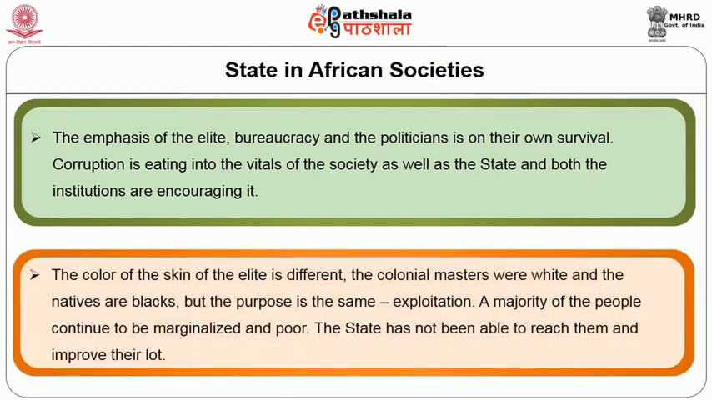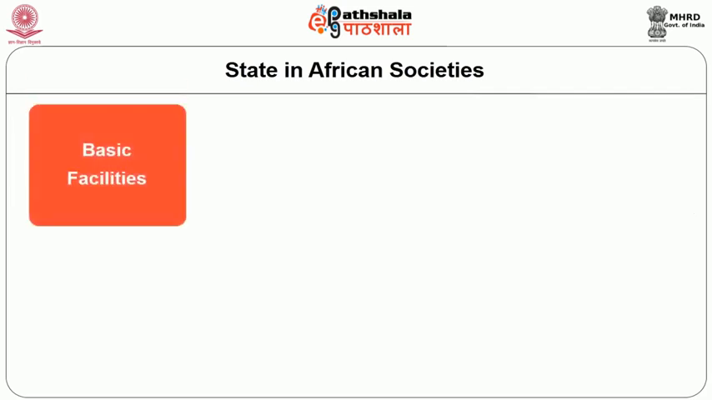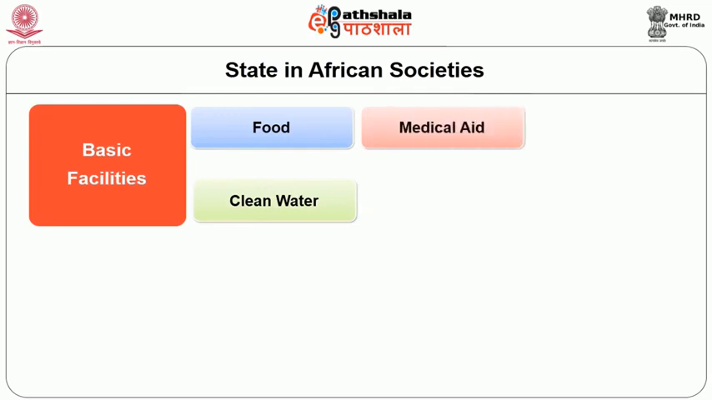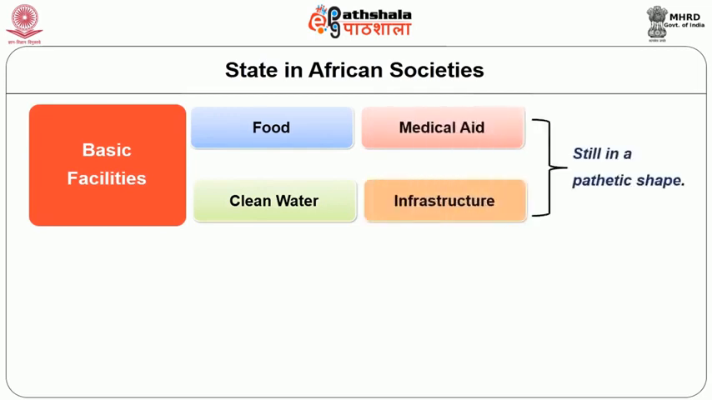The color of the skin of the elite is different. The colonial masters were white and the natives are black, but the purpose is the same: exploitation. A majority of people continue to be marginalized and poor. The state has not been able to reach them and improve their lot. The basic facilities like food, clean water, medical aid, and infrastructure are still in pathetic shape.